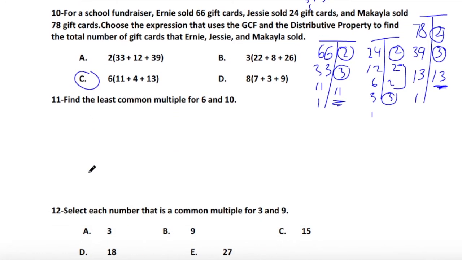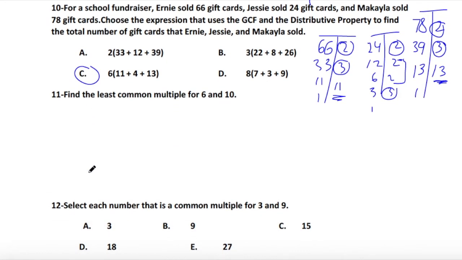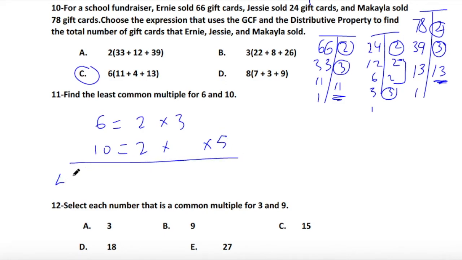Next one, find the least common multiple for 6 and 10. We can write 6 as 2 times 3 and 10 as 2 times 5. So now LCM equals 2 times 3 times 5, which is 30.